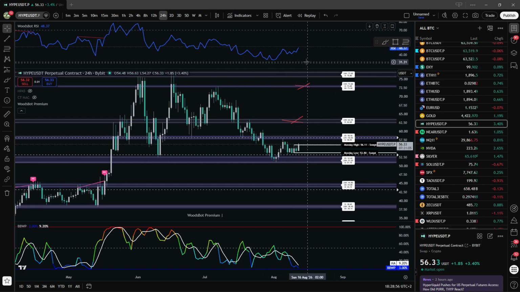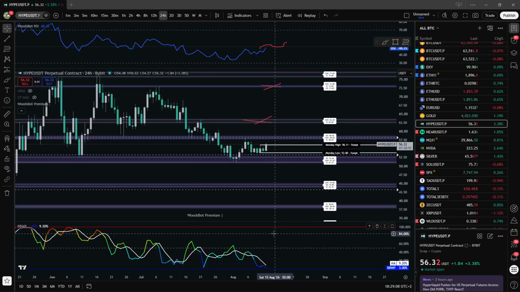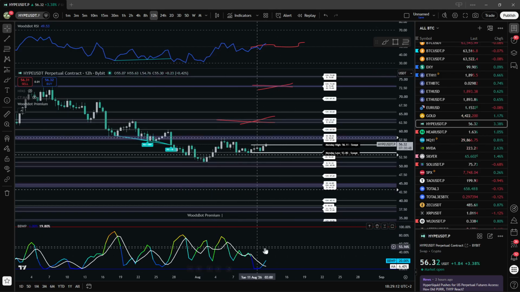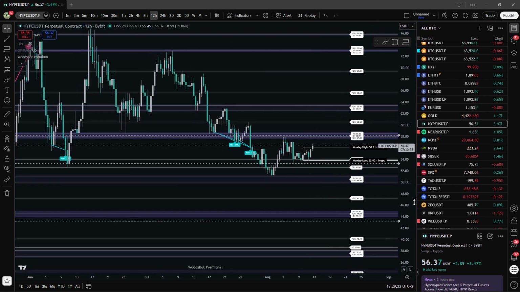But momentum is starting to look nice on hype, especially if it manages to close above 52 on the RSI. And then you can see volatility is at the lows at the moment on the daily, but on the 12-hour it's starting to increase. So definitely keep an eye on hype. This is starting to form a real nice volatility momentum setup.